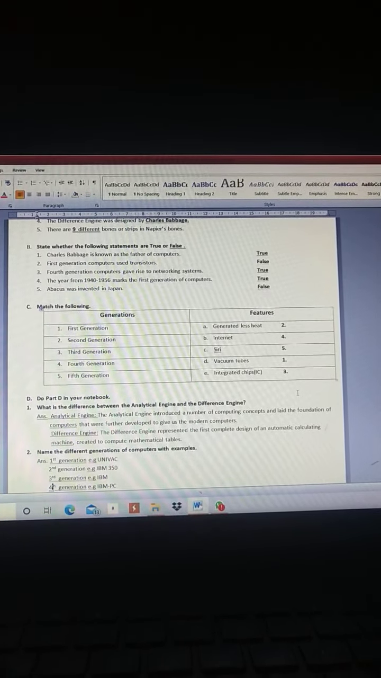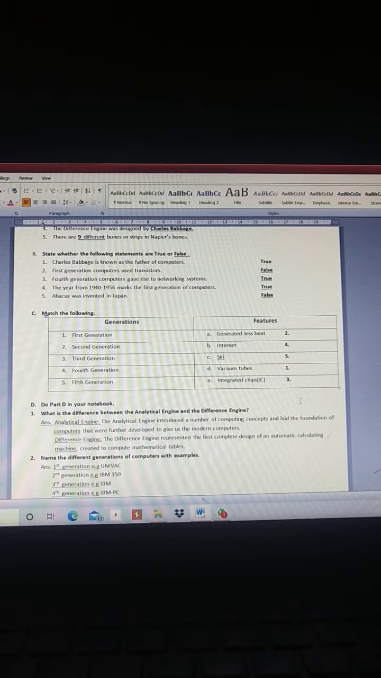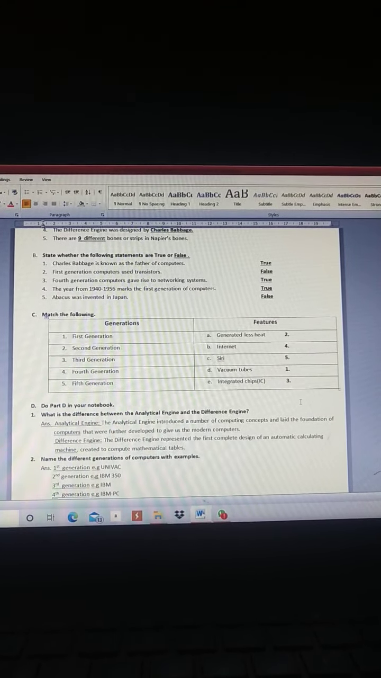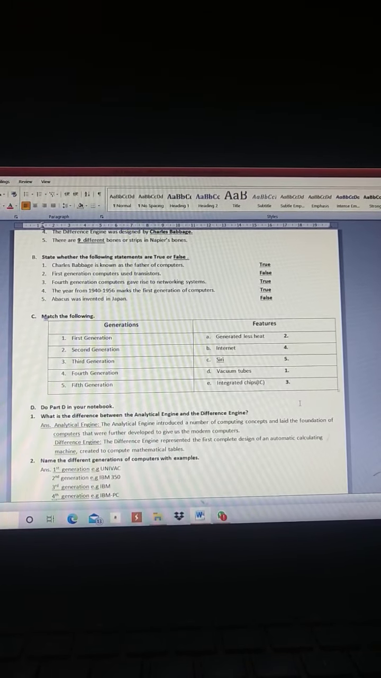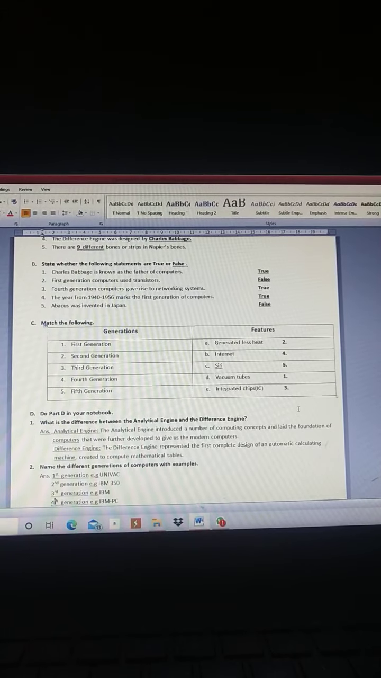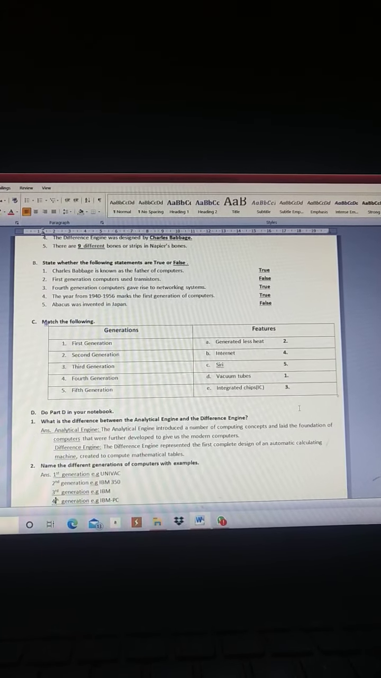Number 3 is third generation computer. In third generation computers they used integrated chips, IC. So we will match number 3 with E option. Fourth number is fourth generation computer. Fourth generation computers gave rise to the networking system, to the internet. So we will match number 4 with B part. And fifth generation computer, an example of fifth generation computer is Siri. So we will match fifth number with C option.